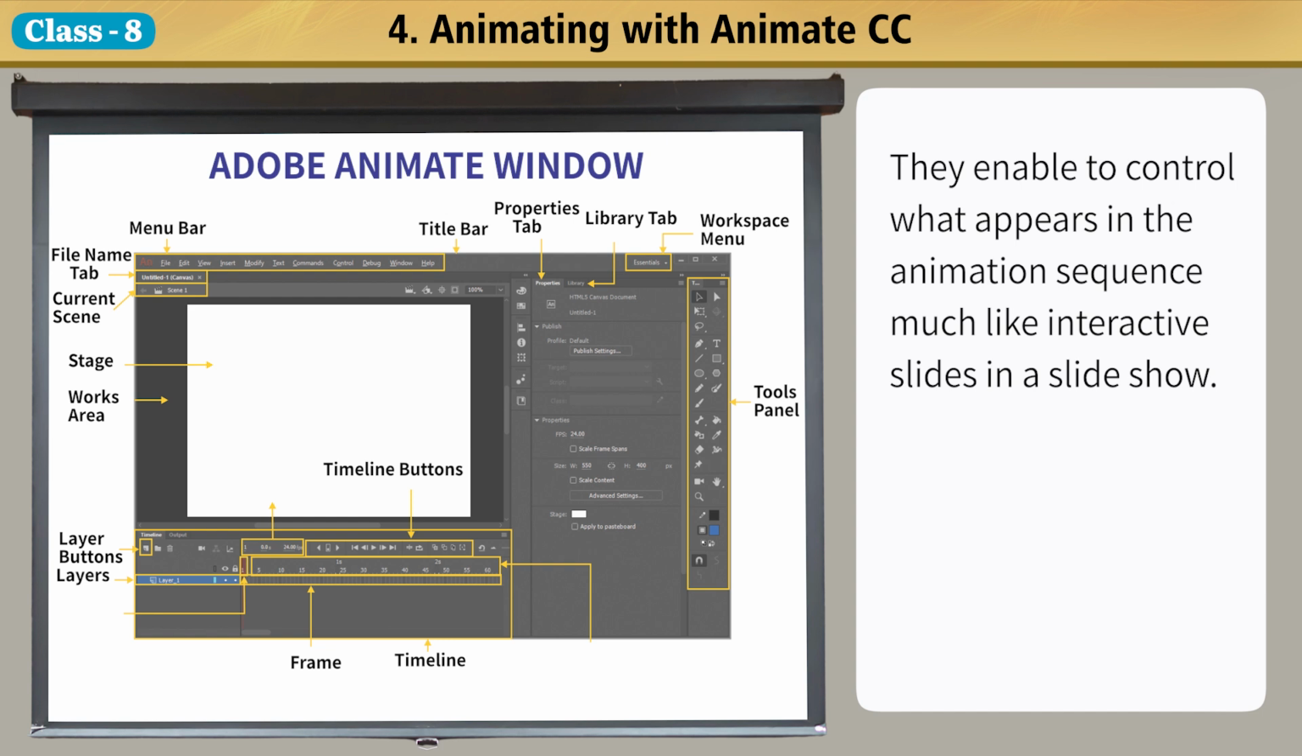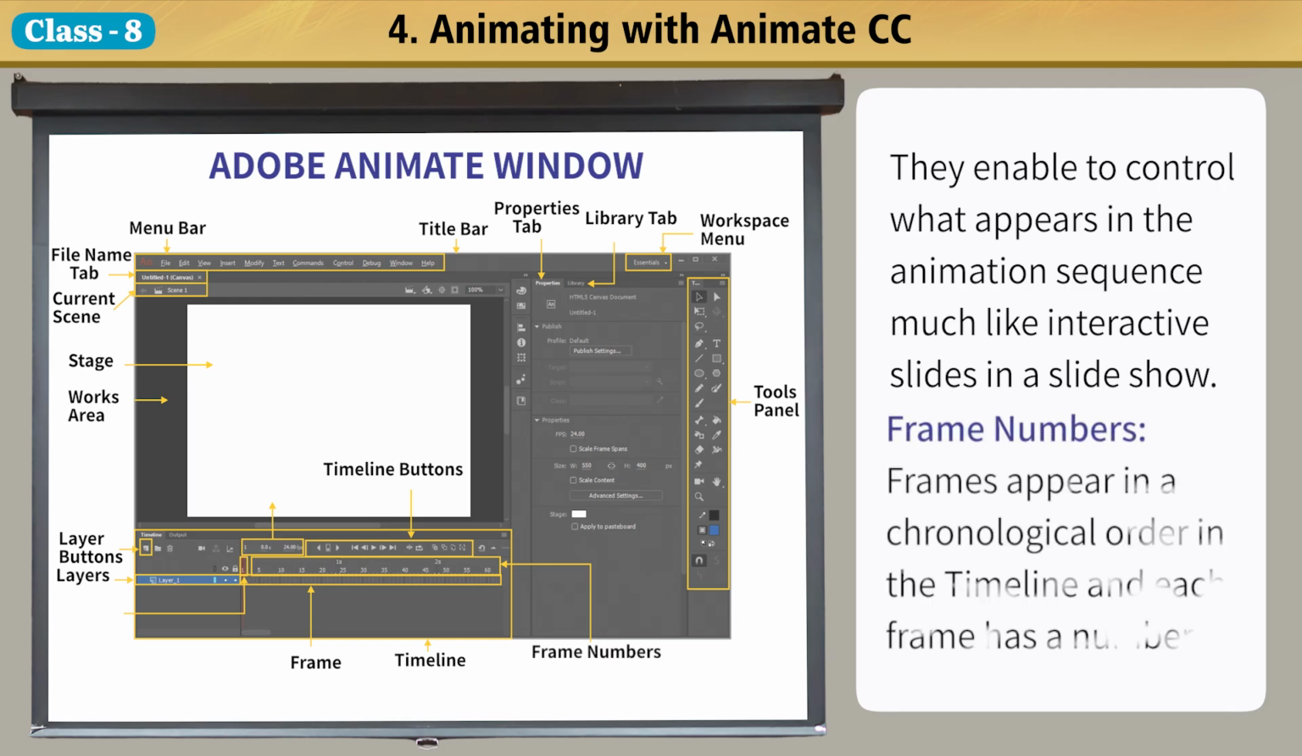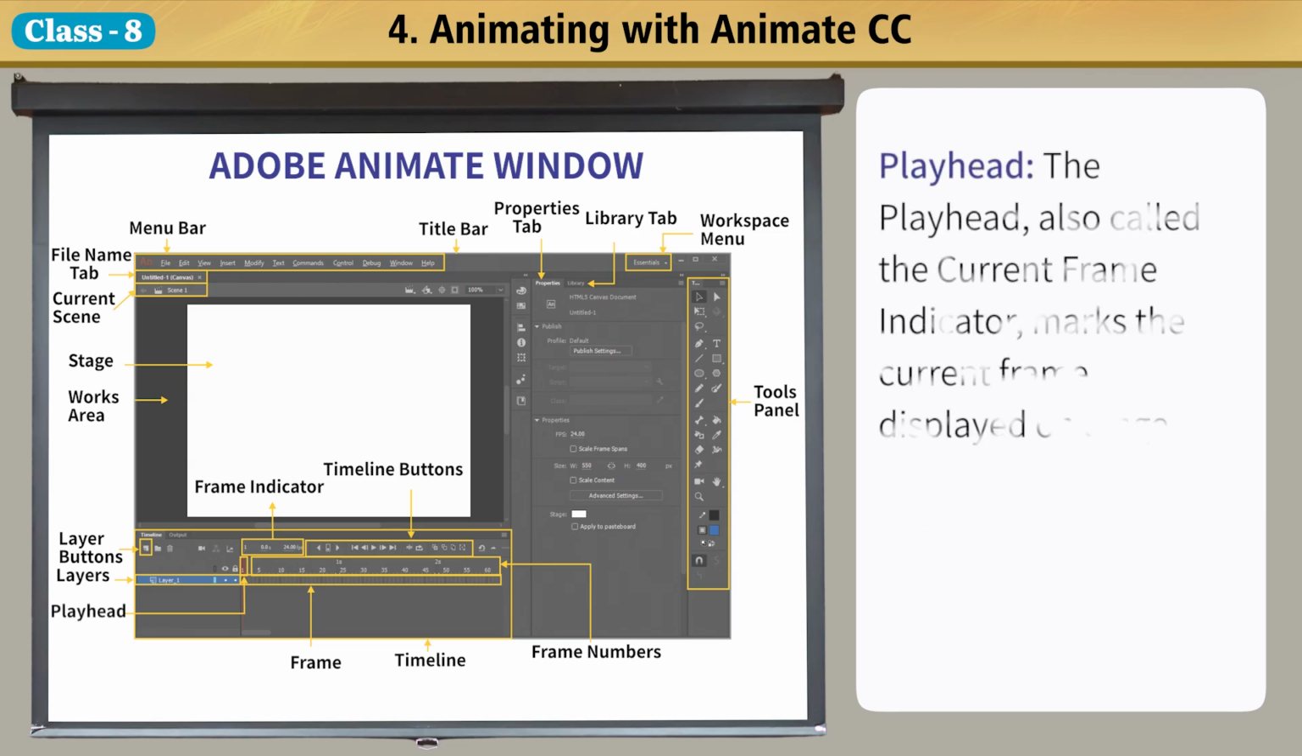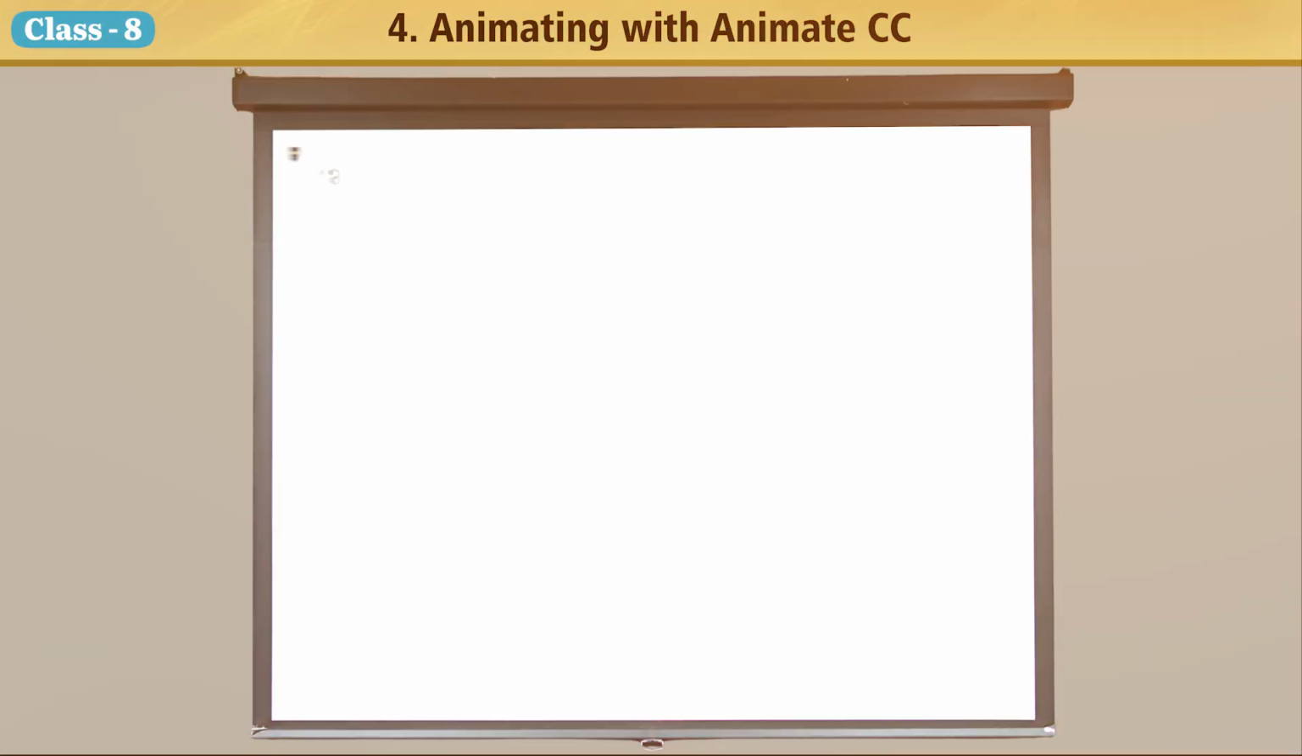Frame. The length of time in an Animate movie is divided into frames. They enable us to control what appears in the animation sequence, much like interactive slides in a slideshow. Frame numbers. Frames appear in a chronological order in the timeline and each frame has a number. Frame indicator. Animate indicates the selected frame number, the current frame rate, how many frames play per second, and the time that has elapsed so far in the movie. Playhead. The playhead, also called the current frame indicator, marks the current frame displayed on stage.